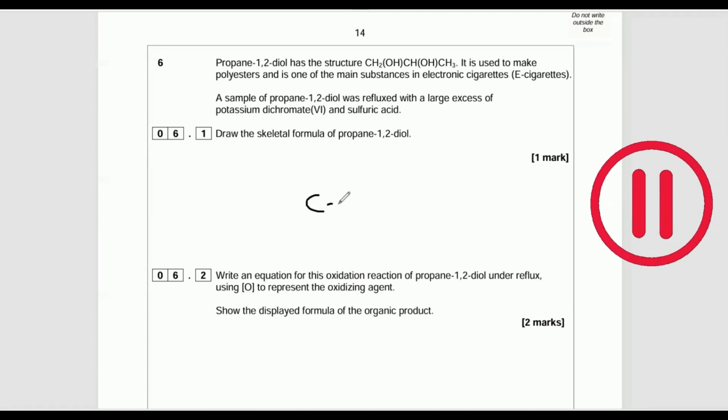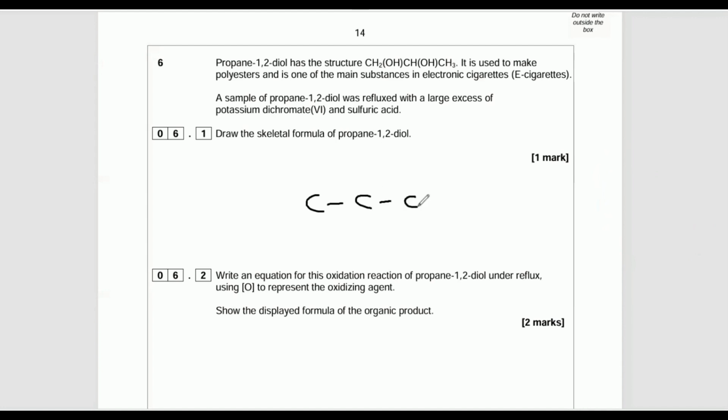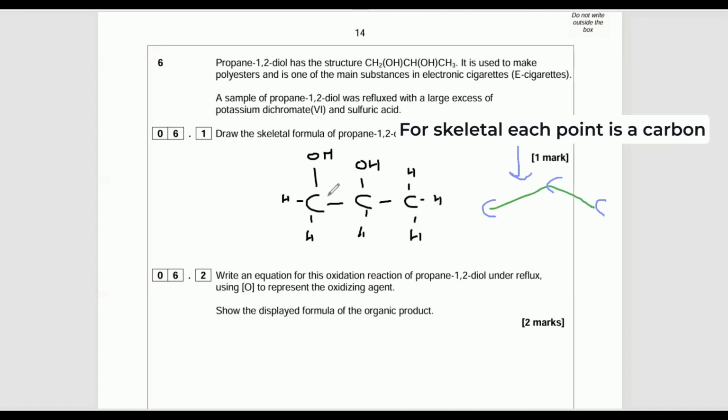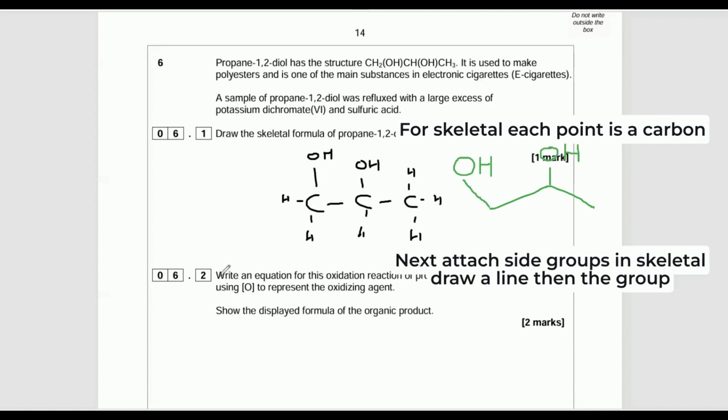Propane-1,2-diol. So propane means we have 3 carbons in the chain. 1,2-diol, I can put the OH group anywhere on the first or second carbon. It doesn't matter whether you start from the right or the left-hand side of the chain. The numbering always goes in the lowest possible way. And there we go, propane-1,2-diol. The 1,2 stands for the 2 carbons, diol for the 2 alcohol groups or hydroxyl groups. Right, 6.2, write an equation for the oxidation.